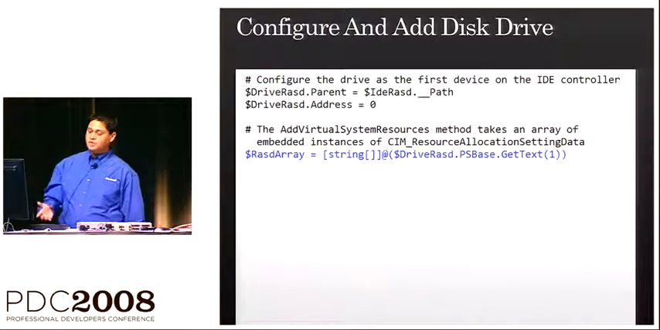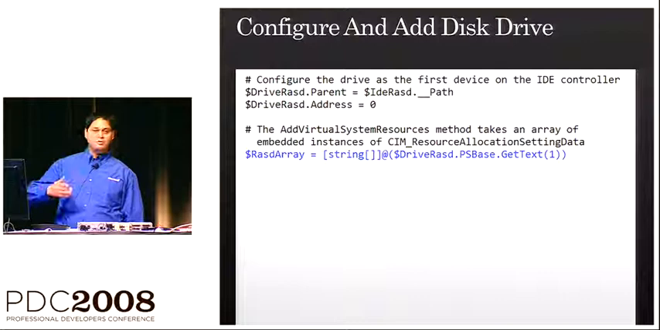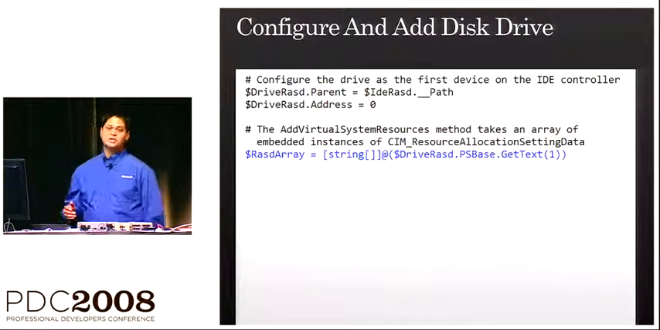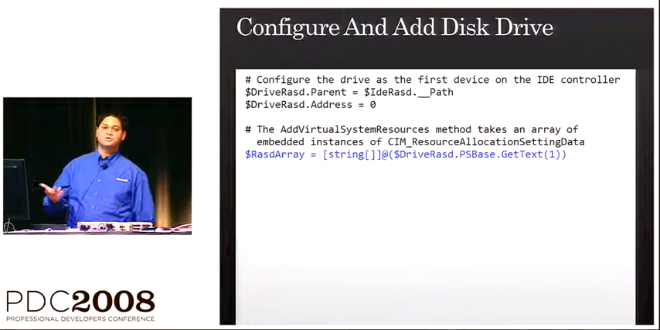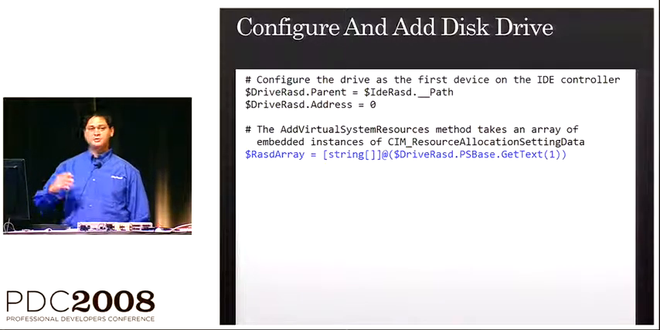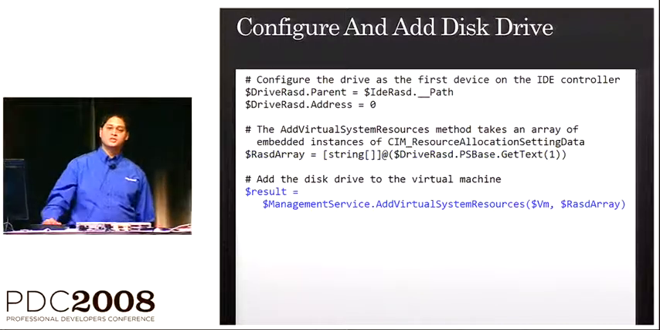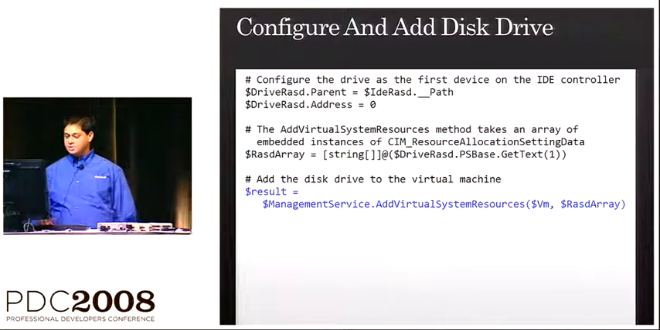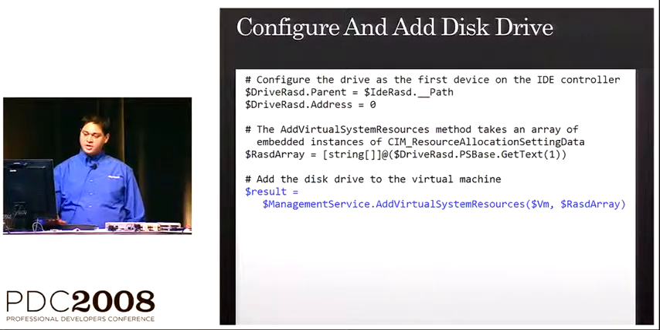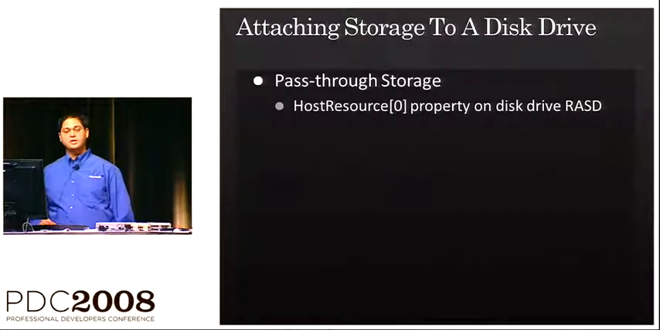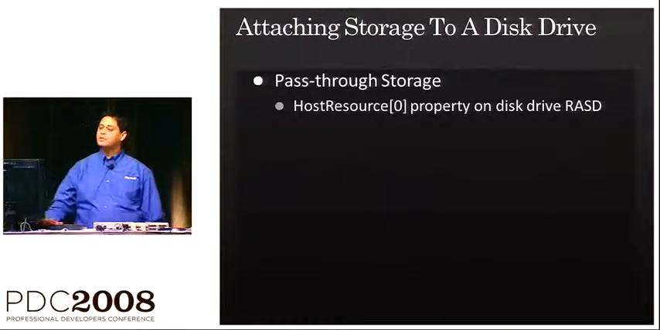Next, as we went over before, we serialize this into an embedded instance. Actually, this particular method, the add virtual system resources, takes an array of RASDs. So you could, for instance, add 5 different devices all in one single call if you wanted to. And finally, we call the add virtual system resources method to actually add the device to the virtual machine, getting the result back, and then, of course, using the same concrete job sort of terminology that we looked at before.